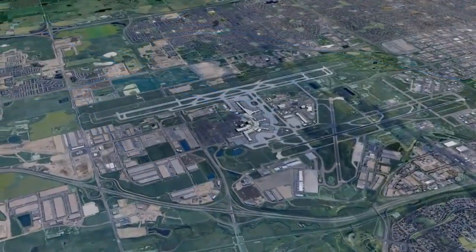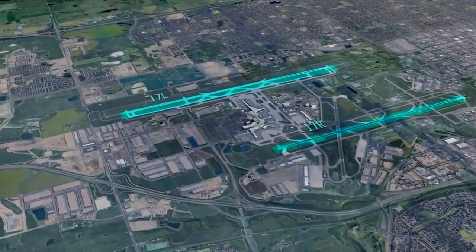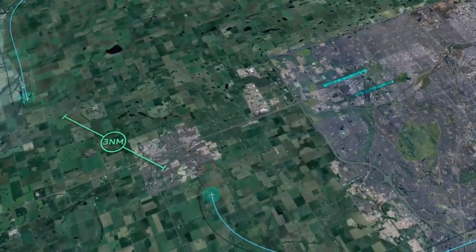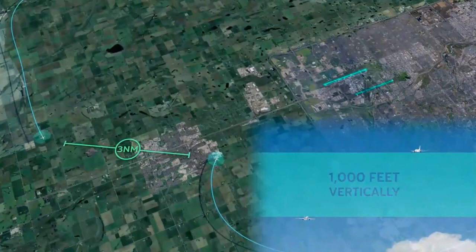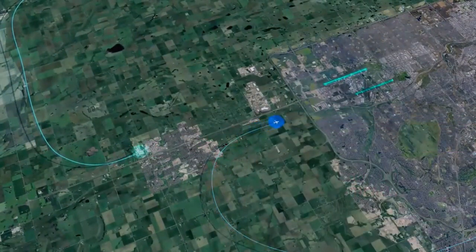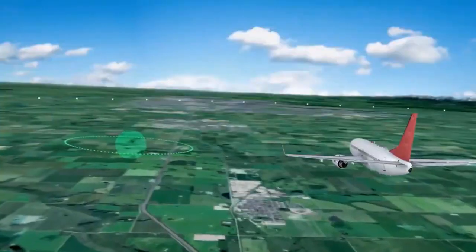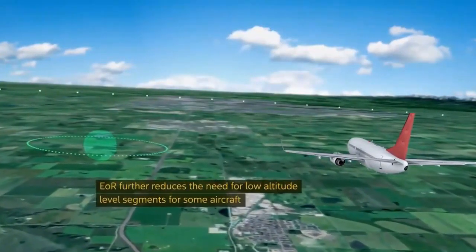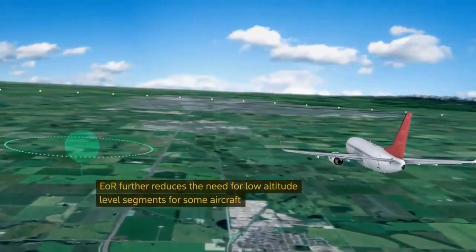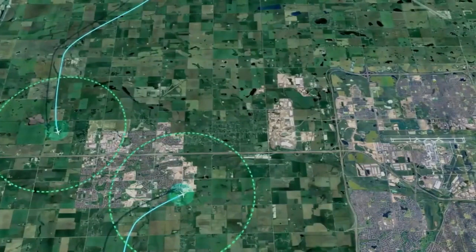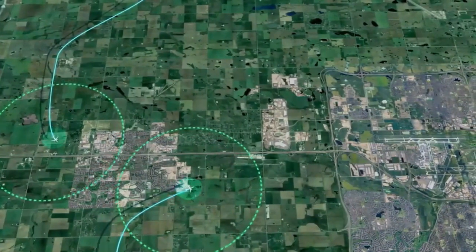Today, aircraft that are landing simultaneously on parallel runways must be separated by either 3 nautical miles laterally or 1,000 feet vertically until they're lined up with the runway and established on final. As a result, some aircraft operating to parallel runways at busy airports are required to fly a low-altitude level segment or longer trajectory to provide safe separation and sequencing.